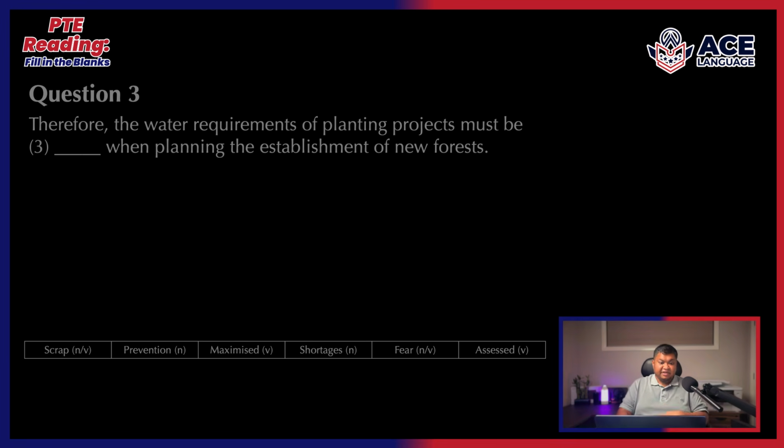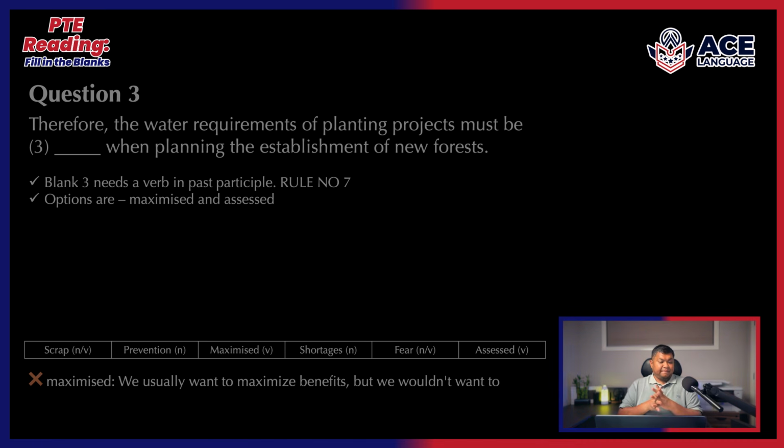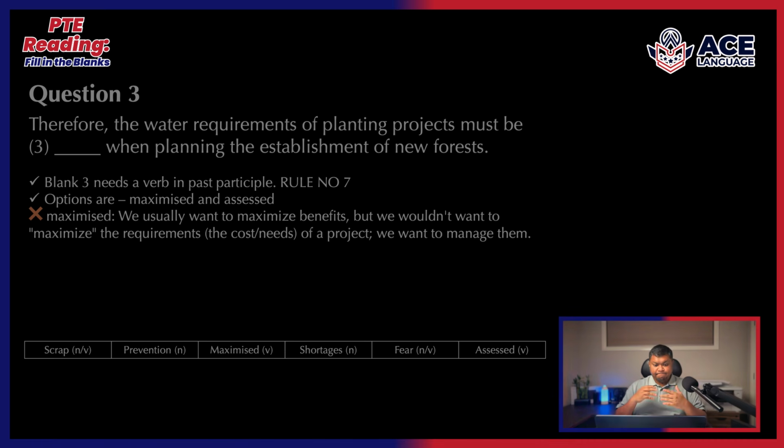Next is, therefore, the water requirements of planting projects must be dash when planning and the establishment of new forest. That means I need a past participle, which is rule number 7, if you can remember. Options are maximized and assessed, right? You usually want to use maximize when you maximize benefit, but we wouldn't want to maximize the requirement.